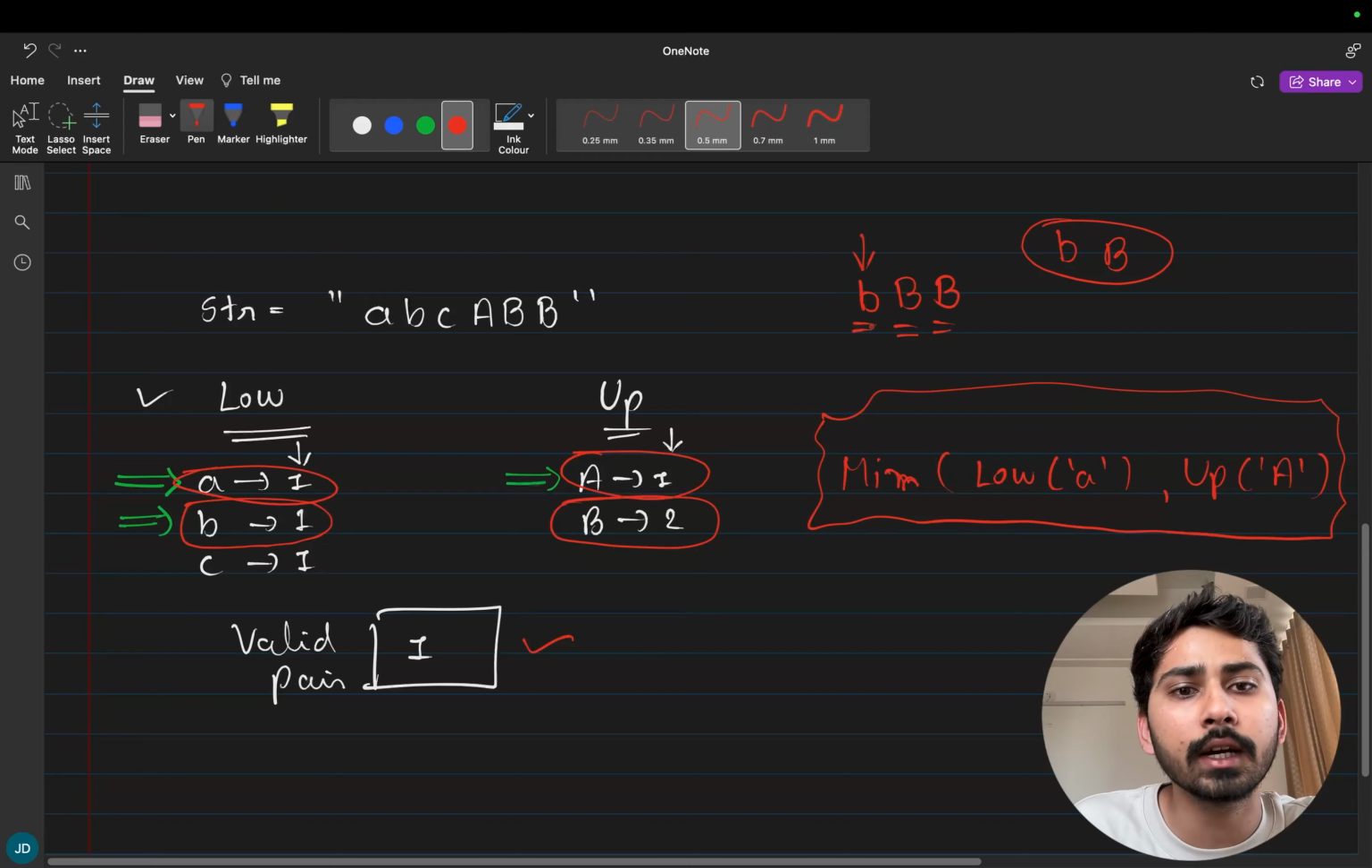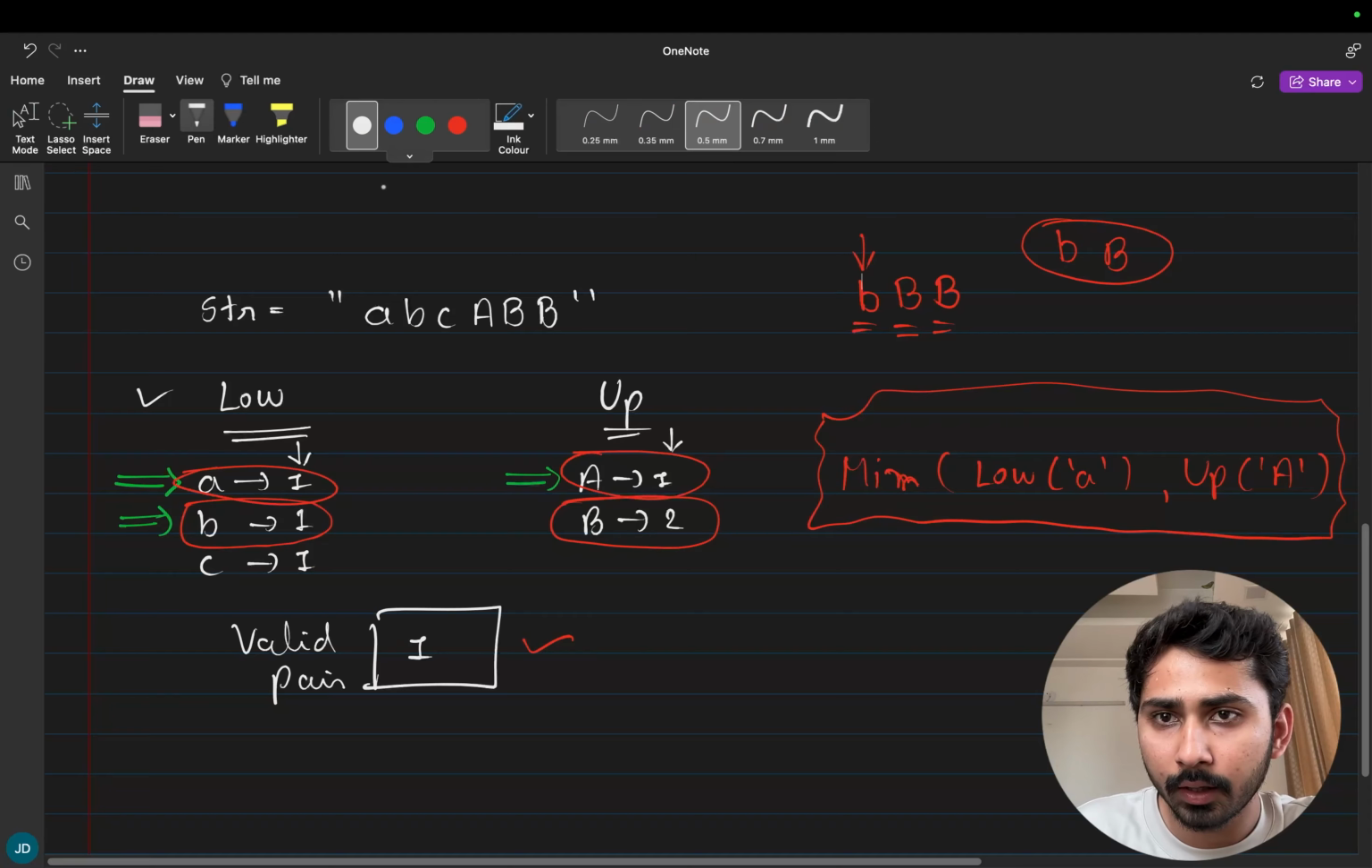One is the frequency count of this B. So that's why I'm taking the minimum over here. So for this B, it will be contributing 1 to the total count of valid pairs.